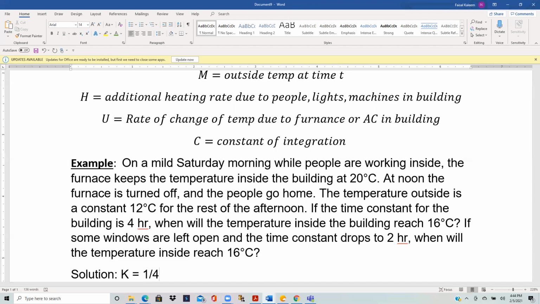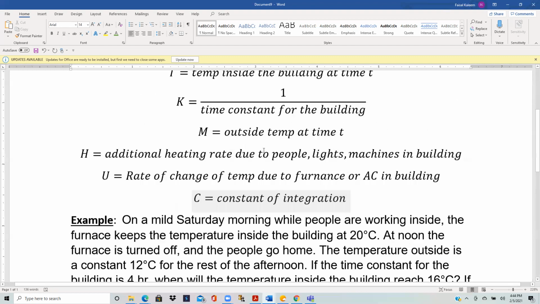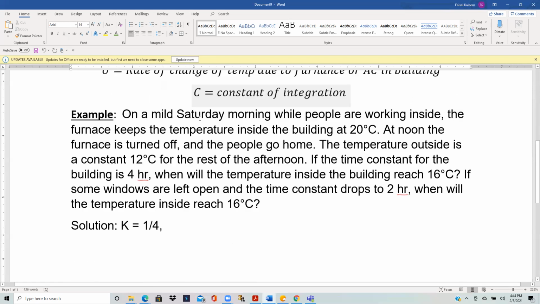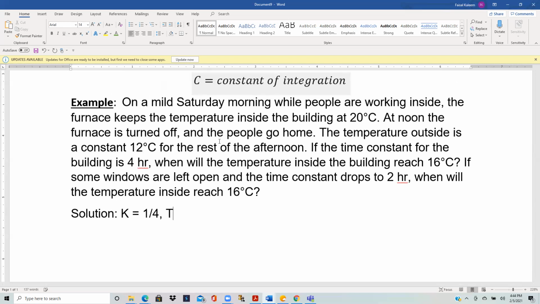When will the temperature inside the building reach 16 degrees C? So the temperature inside the building is T of t, so T of t is equal to 16 degrees C. And the question is, when will this happen? So we have to find the time at which this happens.